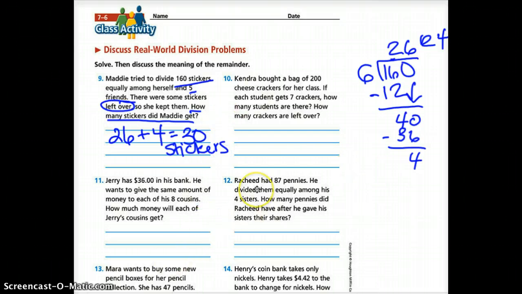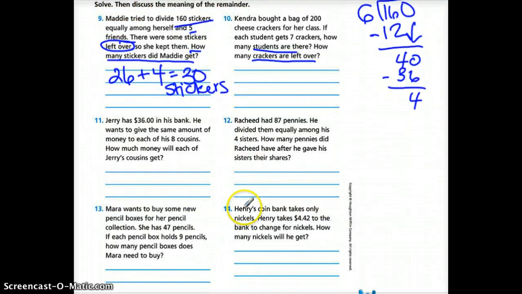So for all of these problems, you're going to need to look and decide what is the actual question asking. So this one, it says, how many students are there and how many crackers are left over? Be very careful. For number 14, I'm going to have you skip that one. So skip 14. We haven't learned how to divide that yet.